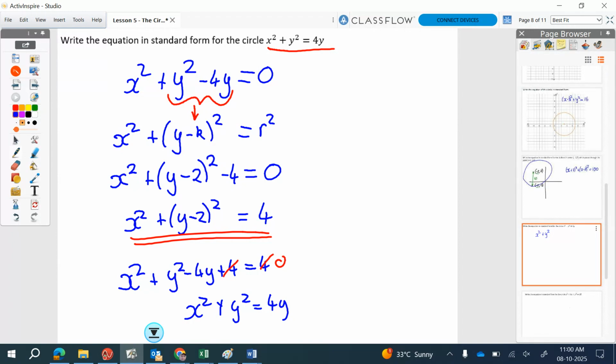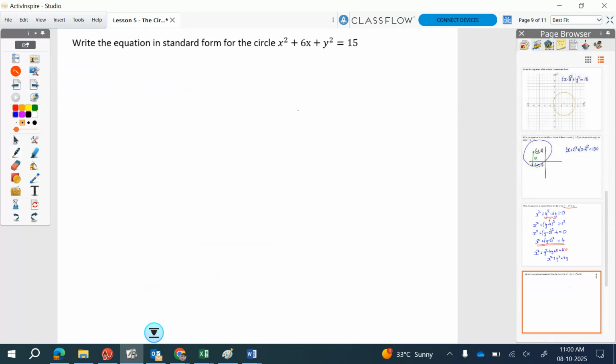Review lesson 1, completing the square. Let's have a go at this one. Have a go for yourself now. All I know is it's the same thing. Minus 15, you might just add them together.